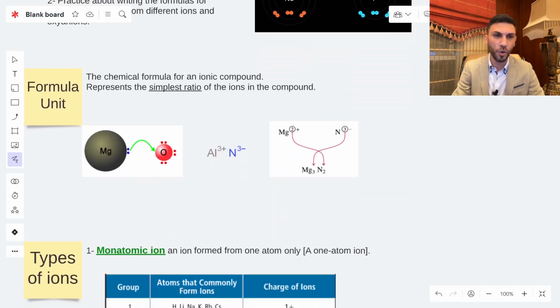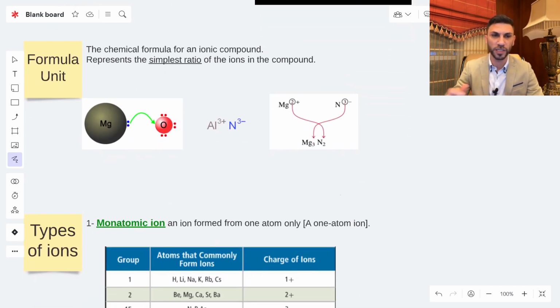All right, what do you mean by the formula unit? The formula unit is the chemical formula for an ionic compound. We call it the formula unit, and it represents the simplest ratio of ions in the compound, the simplest ratio.